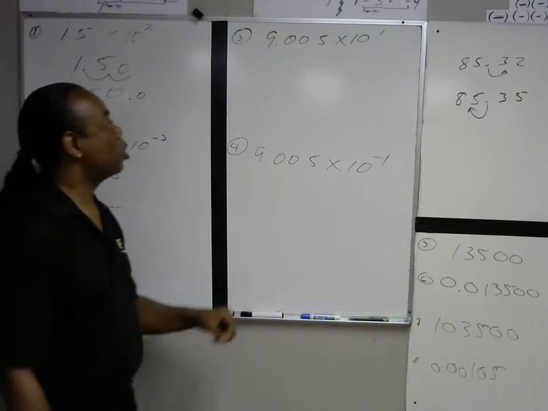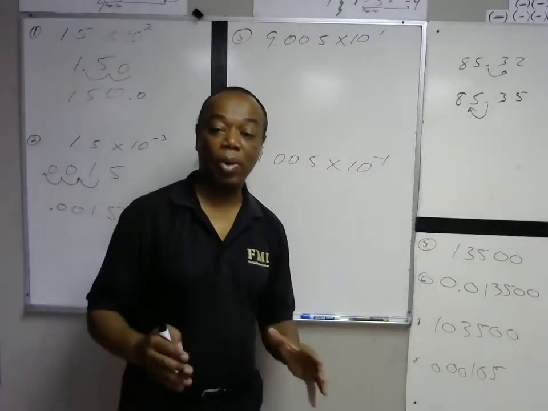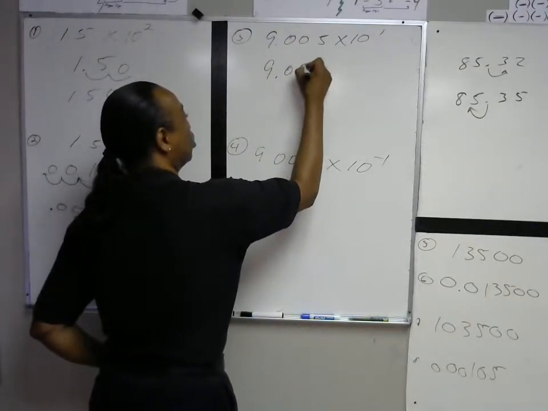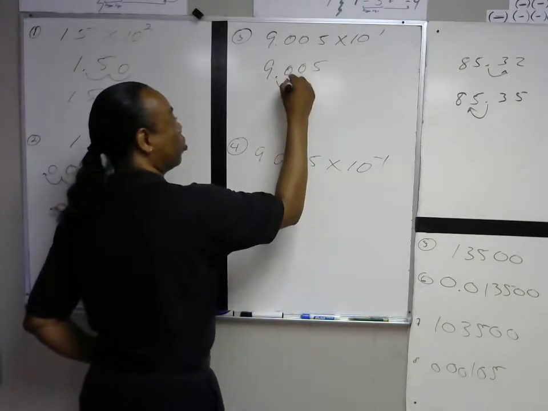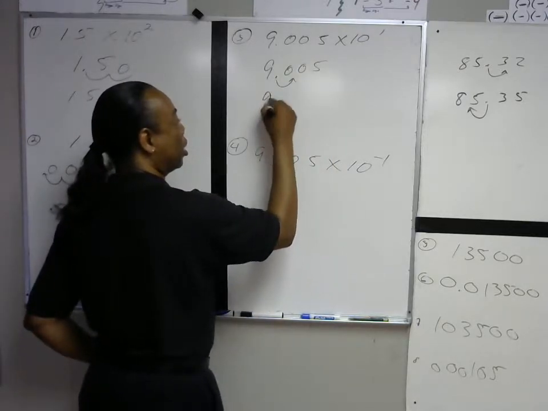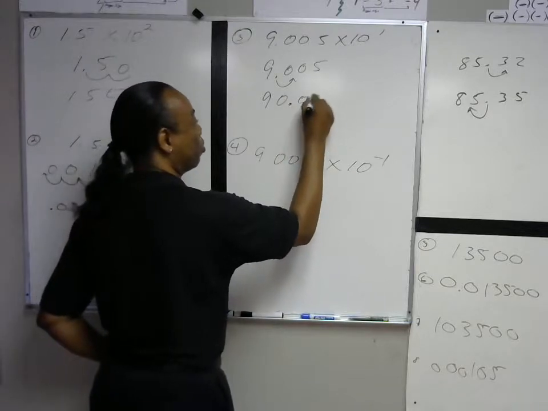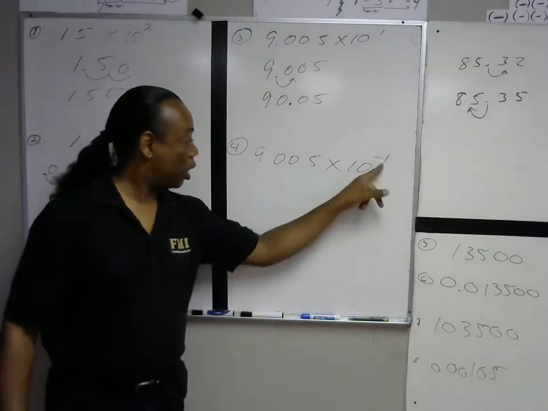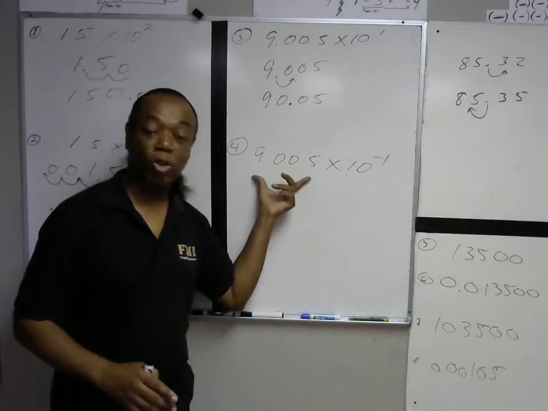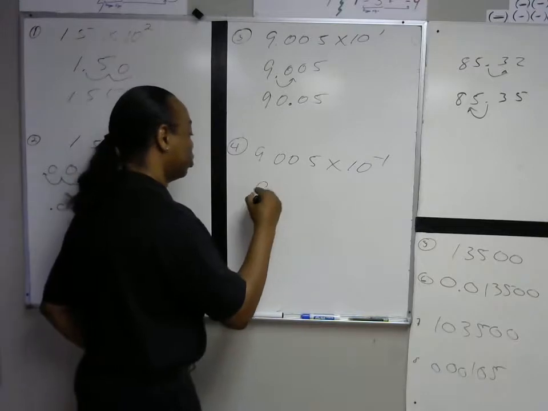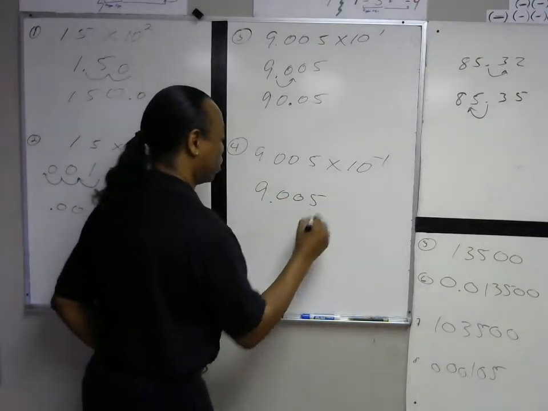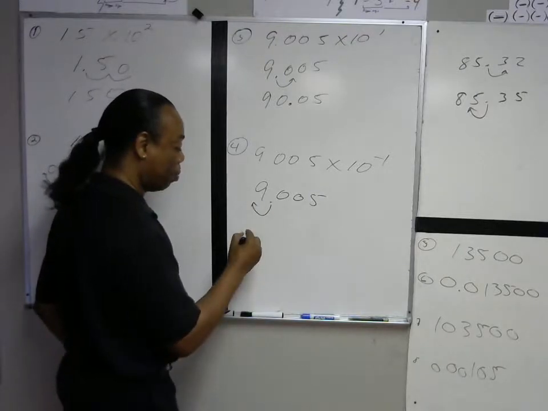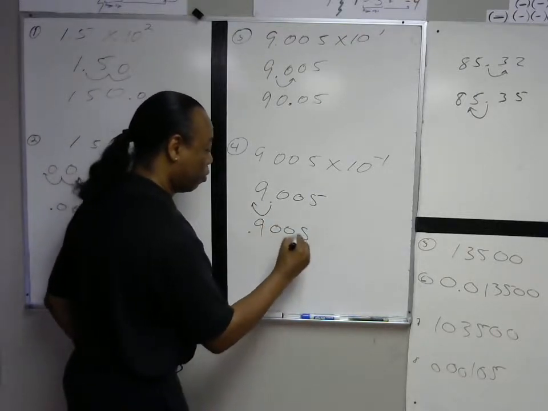Number 3. Positive 1 means we want to make this number larger. So to make this number larger, we move it this way, and it becomes 90.05. And now it's larger. Okay. Negative 1 means we want to make the original number here smaller. So to make this smaller, I'm going to move in this direction. It becomes 0.9005.